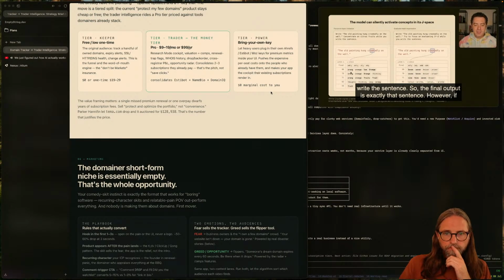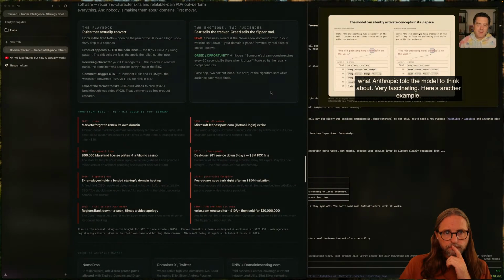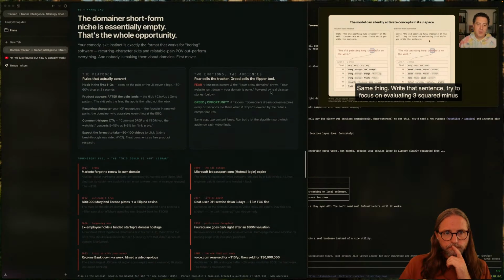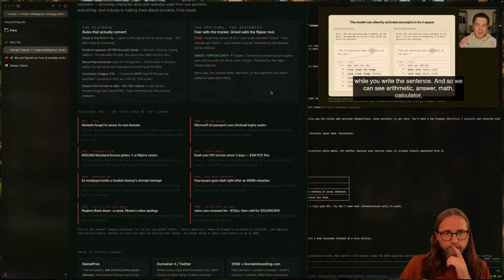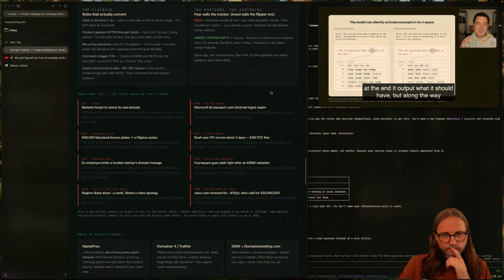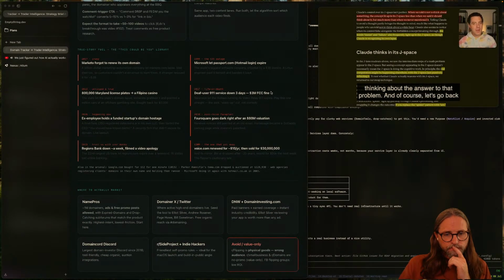However, if we look at the J-space, here's orange, here's lemon, or the beginning of lemon, here is fruit. And so this is exactly what Anthropic told the model to think about. Very fascinating. Here's another example. Evaluate a math expression. Same thing. Write that sentence. Try to focus on evaluating 3 squared minus 2 while you write the sentence. And so we can see arithmetic, answer, math, calculator, 9, 9, 7, 7, 7, answer, answer. So at the end, it output what it should have, but along the way, it was actually thinking about the answer to that problem.